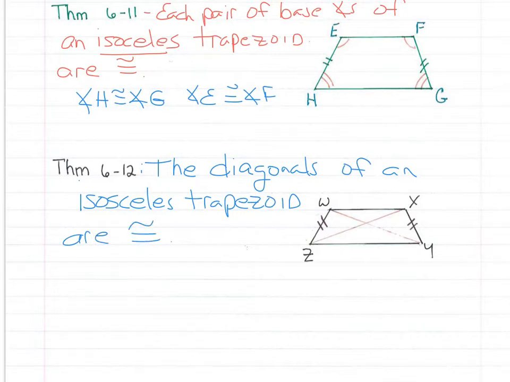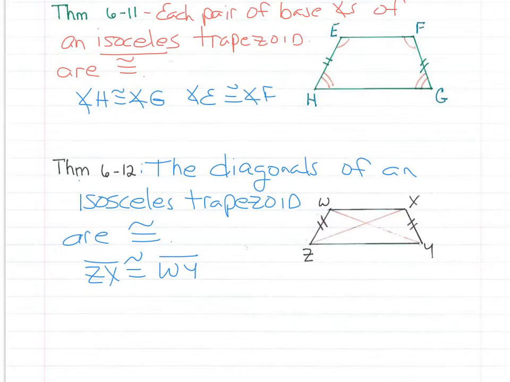Now, I know you already have these in your note cards, but sometimes you blindly copy and don't really think about what it is that you're writing down, so I think it helps if we talk about it again. So the diagonals of an isosceles trapezoid are congruent. So in this case, ZX is congruent to WY. Those diagonals are congruent. Okay, so just think about this. If those diagonals are congruent, do we get congruent triangles? Yes, because the sides are congruent.